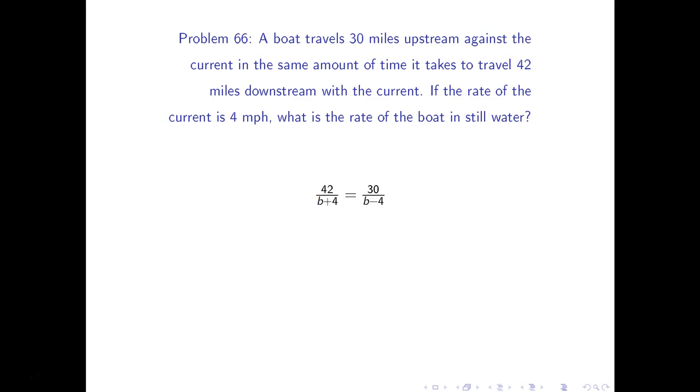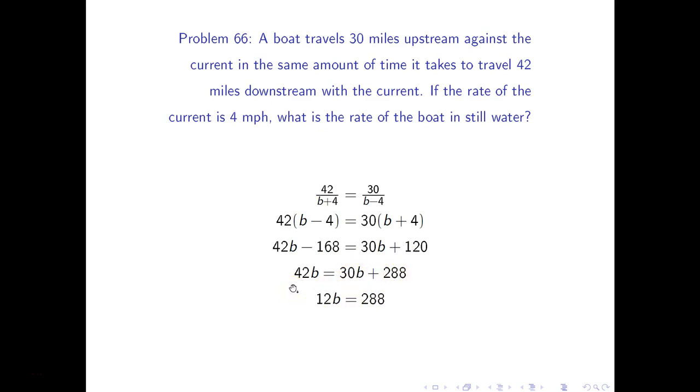Well, we can, again, cross multiply or multiply by the least common denominator, etc. And I'll end up with 42 times B minus 4 and 30 times B plus 4, which when you distribute, you get all these numbers. I can go ahead and add 168 to both sides, and I get 288, subtract 30B, I get 12B, divide both sides by 12, B is 24, so the speed of my boat is 24 miles per hour.